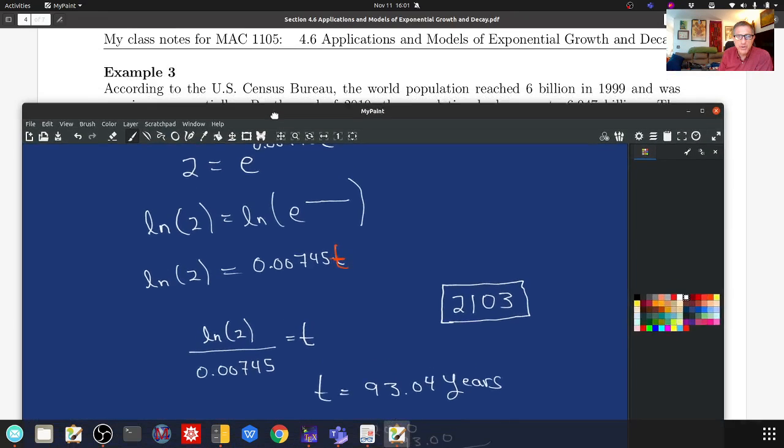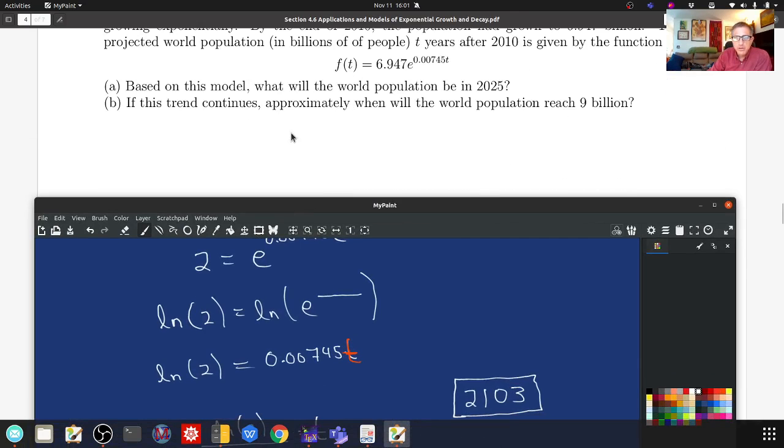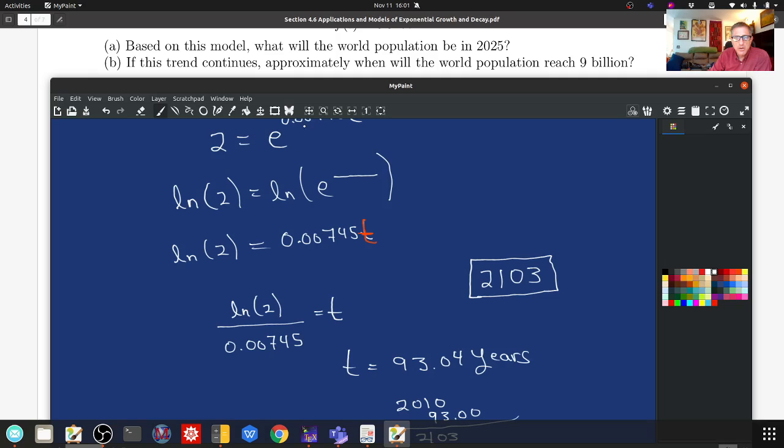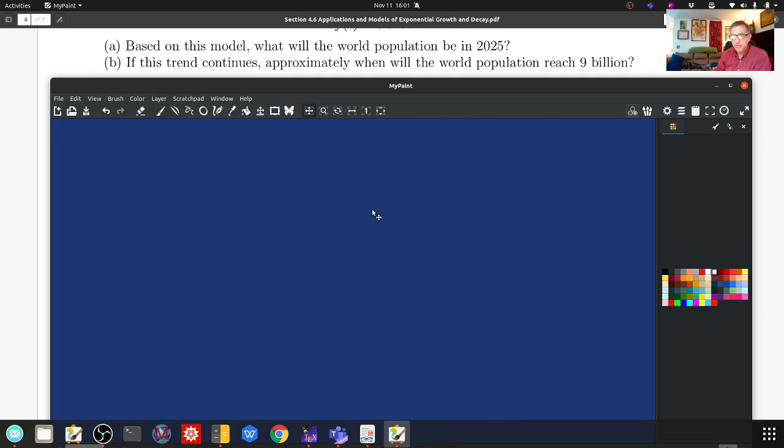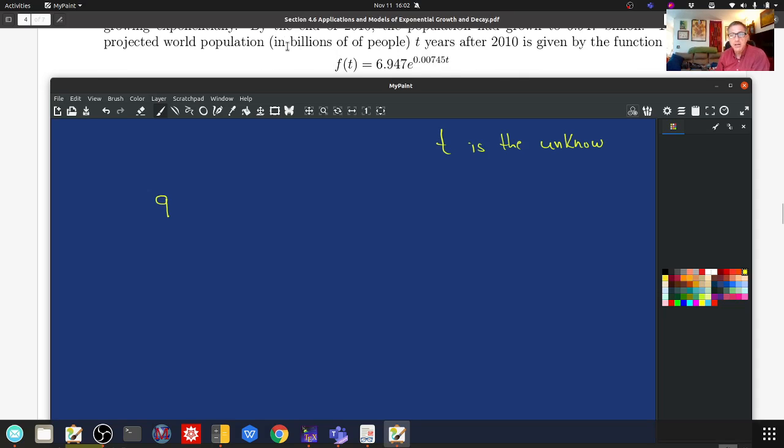Then finally, it's just another variation on this theme. If this trend continues, when will the world population reach 9 billion? So again, t is our unknown. And once we find t, we have to remember to add it to the year when we zeroed out, which was 2010. That's given in the problem. So the total is 9 billion. Since 6.947 in the original formula, given right here, is also in billions, don't change these to billions. Just put it down as 9.